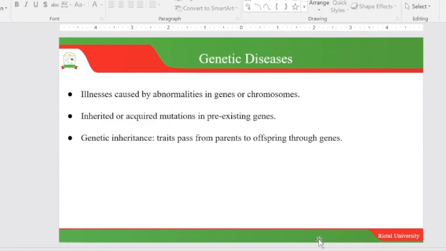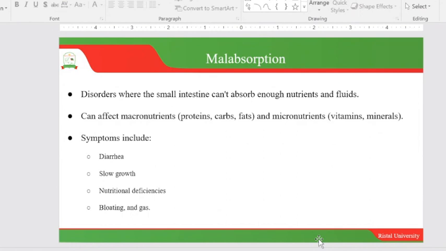I had explained that most of these are genetic and are caused by abnormalities in the genes or the chromosomes, and also these are inherited, or acquired mutations in pre-existing genes, and are passed on from one generation to another, or from the parent to the offspring. So when we talk of malabsorption syndrome, we are looking at a disorder affecting the part where most of the absorption takes place. This is the small intestine, and this can affect the macronutrients, the proteins, carbohydrates and fats, and also the micronutrients, which we know are the vitamins and minerals.